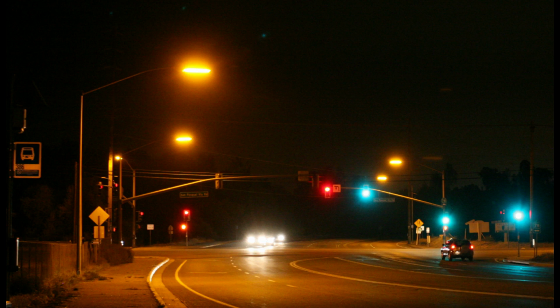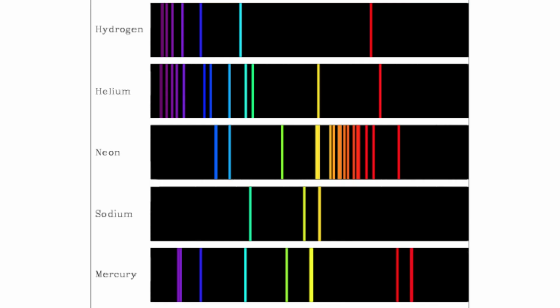It turns out that every element emits a different set of wavelengths. For example, here are the colors given off by several elements including mercury and sodium. You can see that there are prominent blue and purple lines for mercury, which is why the mercury headlight looks blue, and the sodium spectrum has lines in the yellow region.